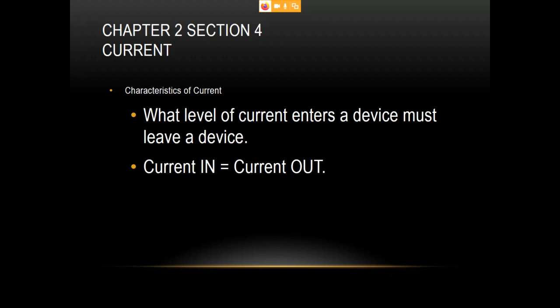Now, current is the flow of these electrons, and however many electrons you have flowing into a given device, like a battery, a light bulb, a transistor or a resistor, if you have 6,000 electrons going in, you're going to have 6,000 electrons coming out the other side. So current is the flow of those electrons, and they are flowing the same everywhere in the circuit.